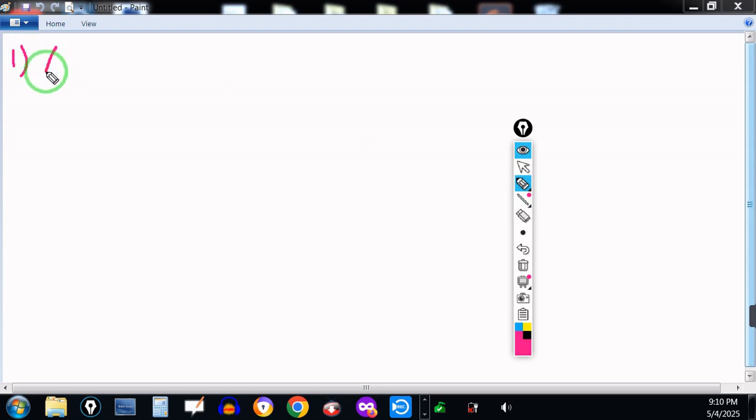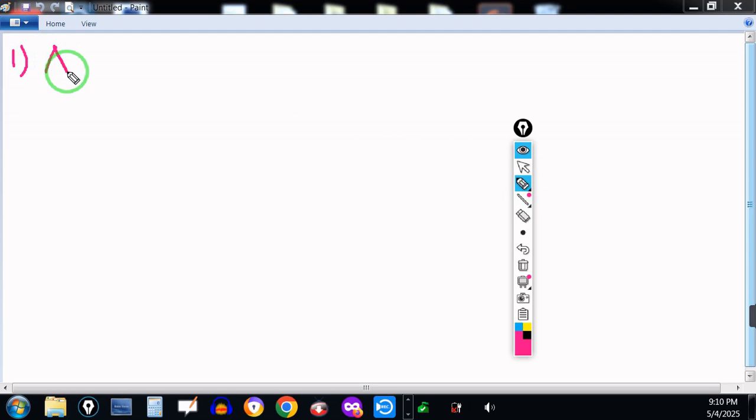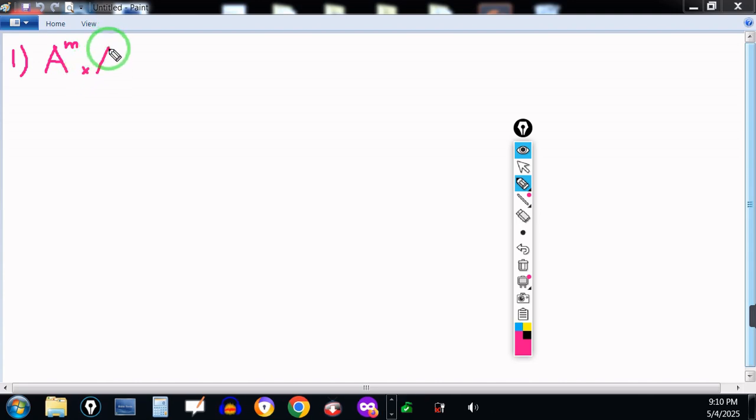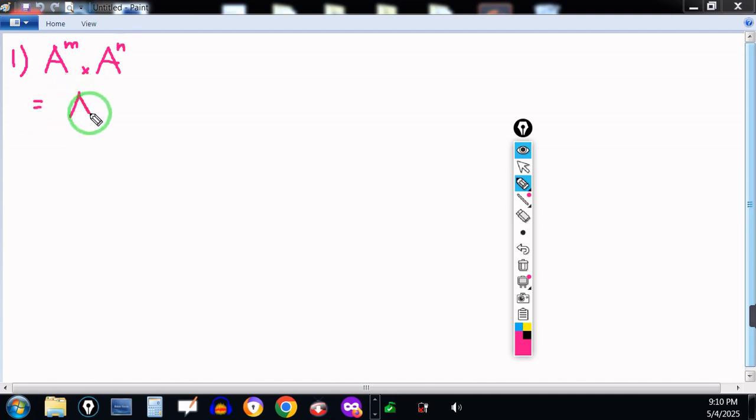Laws of indices. A to the power of m times A to the power of n is equal to A to the power of m plus n.